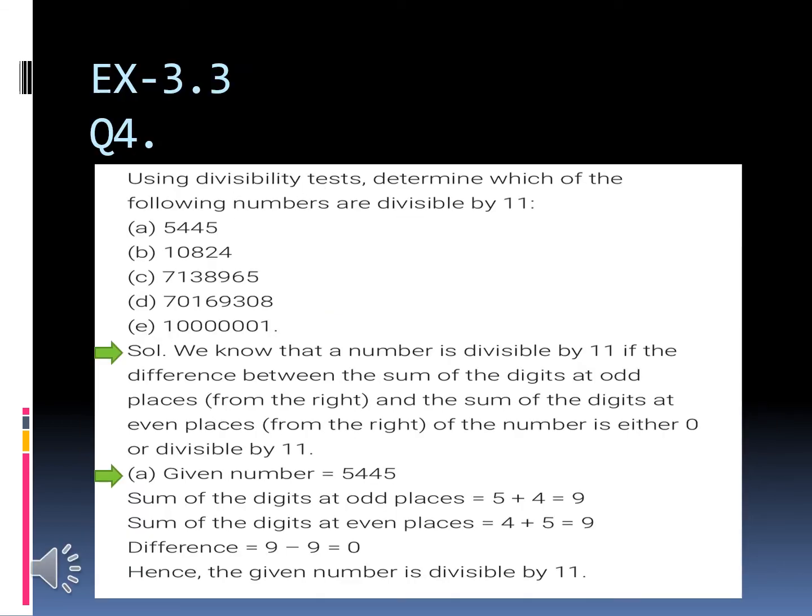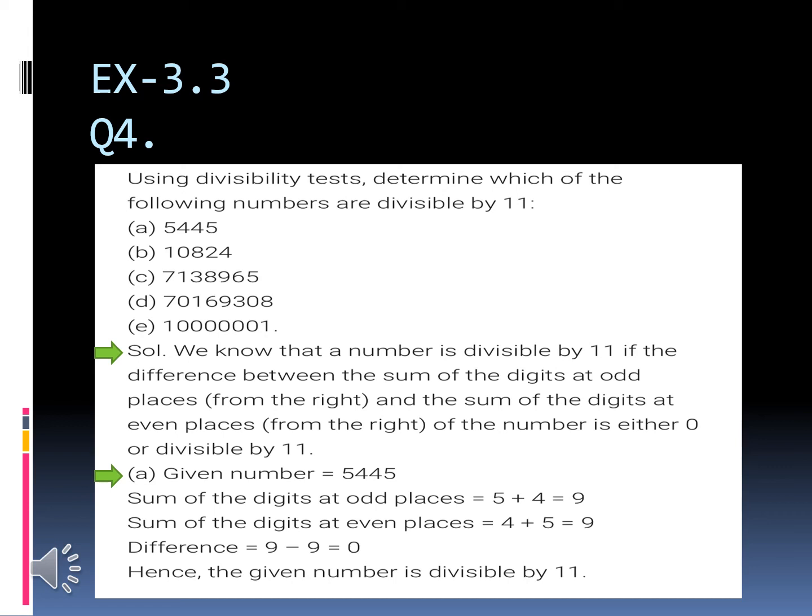Question number 4. Using divisibility test, determine which of the following numbers are divisible by 11. So we have to understand the process of writing the solution as well. Divisibility by 11 we have done in the first question as well. So here we will write the solution step by step.